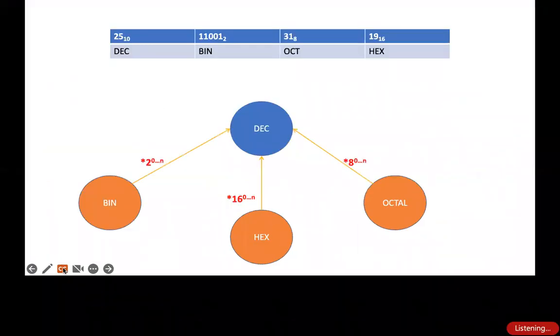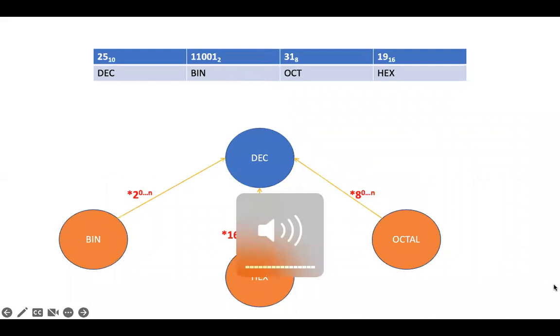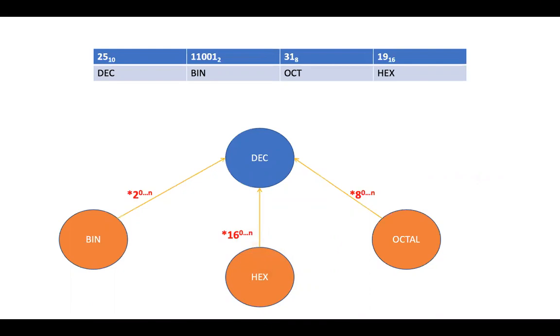So let's study a little bit about converting numbers, and let's choose this pen. Always we are going to look at the base. This is the base here. The base here is 10, that means this is a decimal number. The base here is 2, that means this is a binary number.